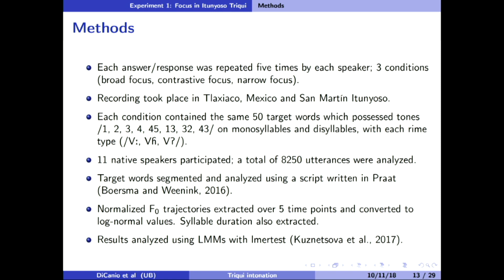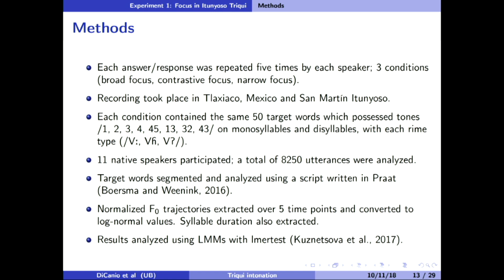Each response was repeated around 5 times by each speaker, and there were 3 focus conditions we were interested in: all new broad focus, narrow contrastive focus, and narrow information focus. And the recordings all took place either in the village where it's spoken or in a very nearby city called Tlaxiaco. There were 50 target words that we were investigating with the following tonal contours, which Christian introduced before, and also we were interested in looking at monosyllabic roots and disyllabic words, as well as whether the word had a coda, and if it did, whether it was an H or a glottal stop.